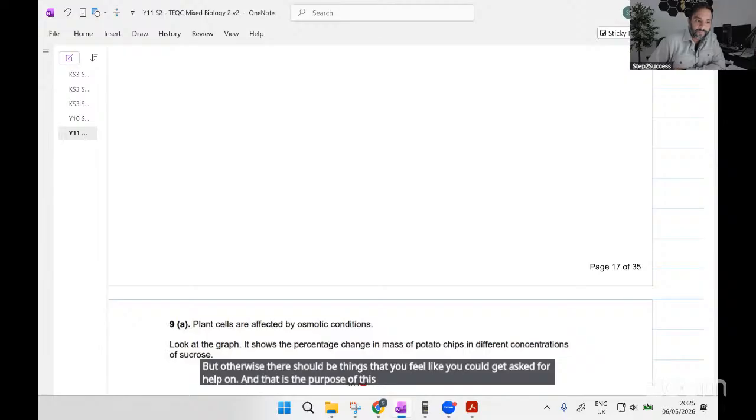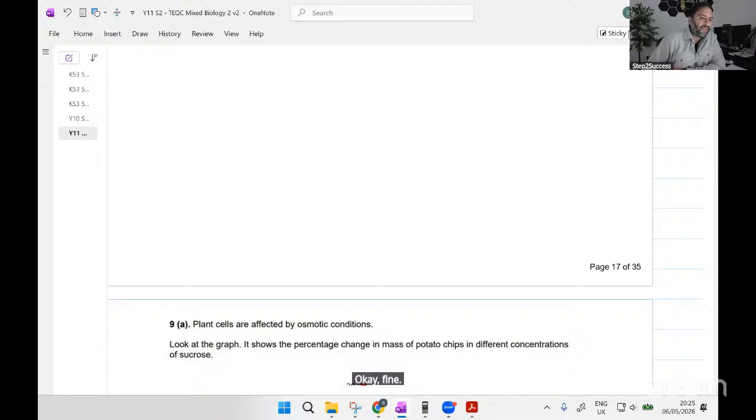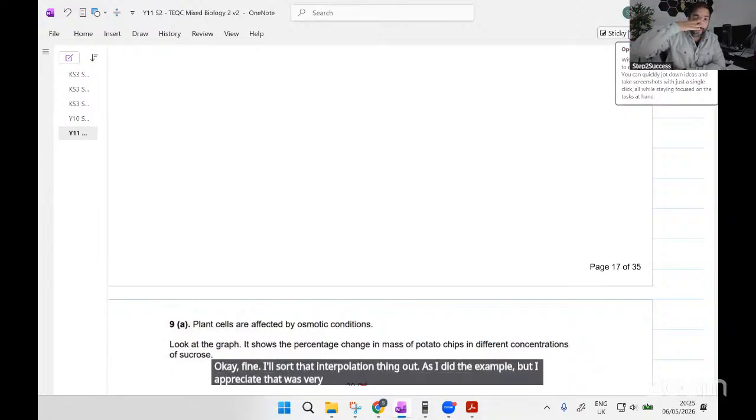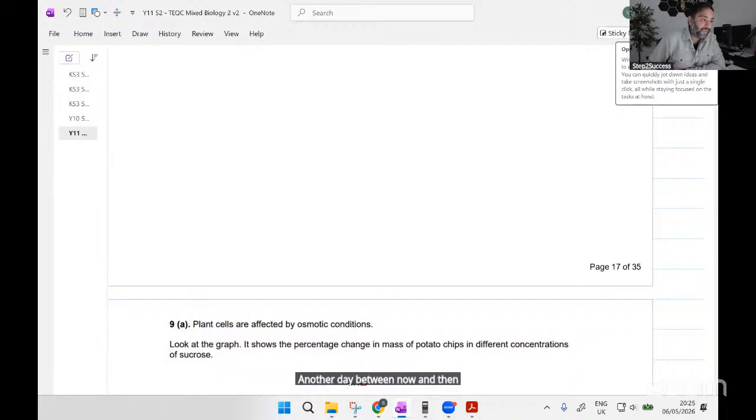Okay, fine. I'll sort that interpolation thing out. As in, I did the example, but I appreciate that was very quickly done the other day. We'll do it another day in between now and then, just to make sure you get it. It is very easy. It's just a weird process.